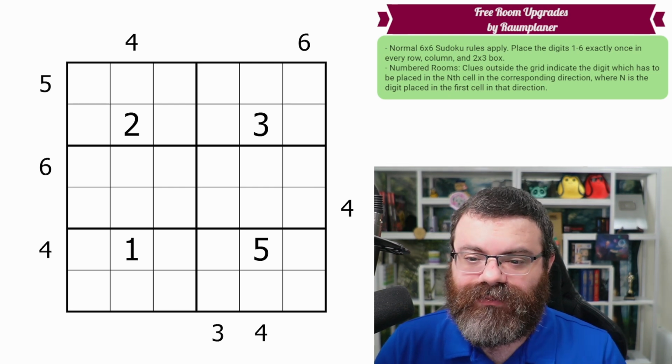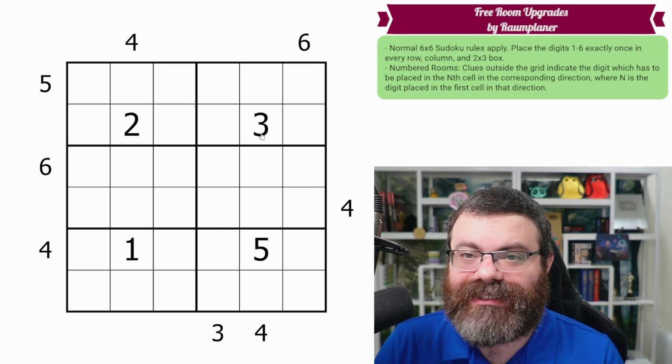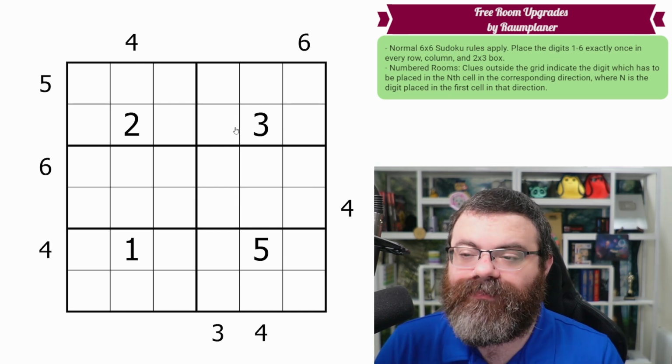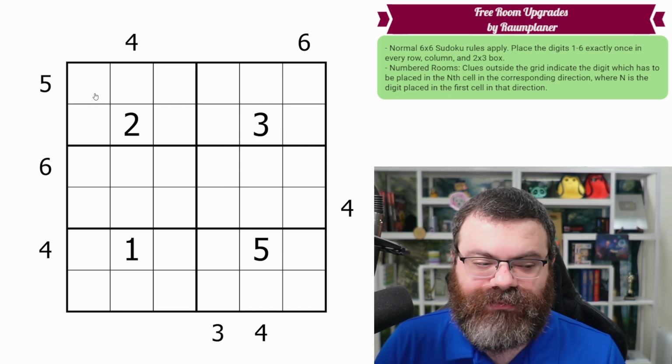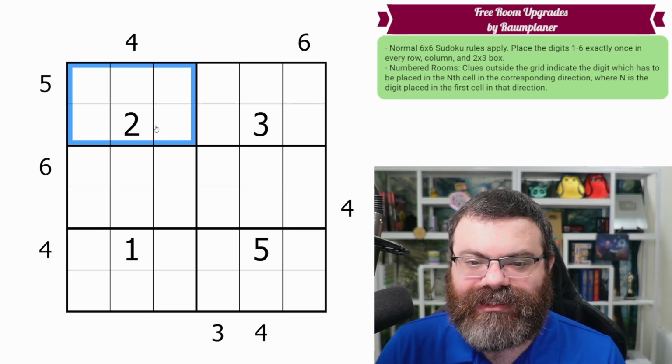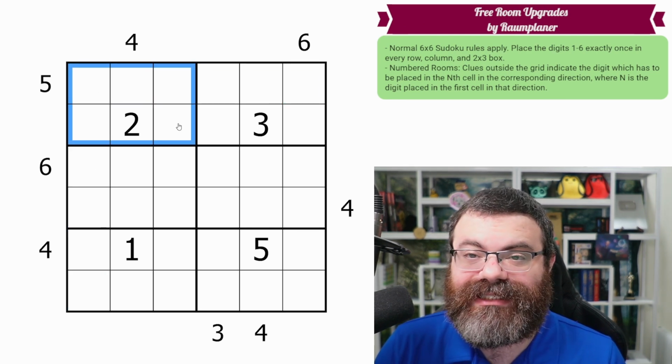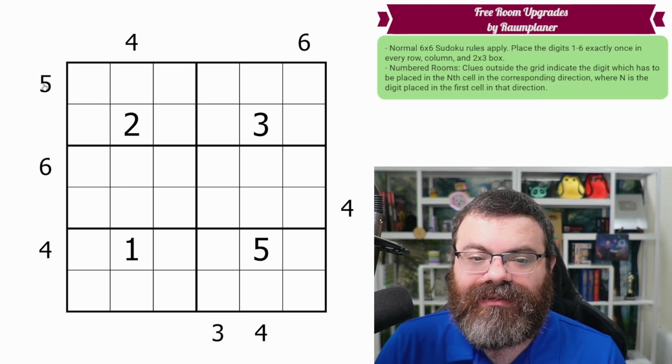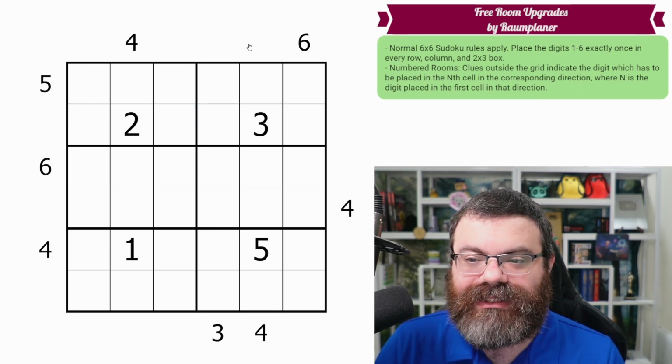So let's go over the rules, because this puzzle has just normal 6x6 Sudoku rules and numbered rooms. Normal 6x6 Sudoku rules tell us that in every row, every column, and every 2x3 box, we are placing the digits 1 to 6 exactly once each. The numbered room clues are the clues that are sitting outside the grid here.